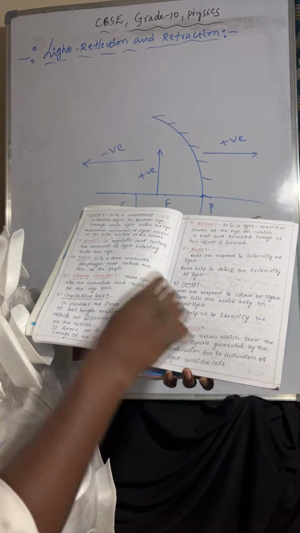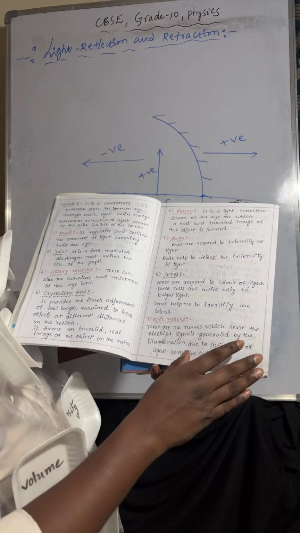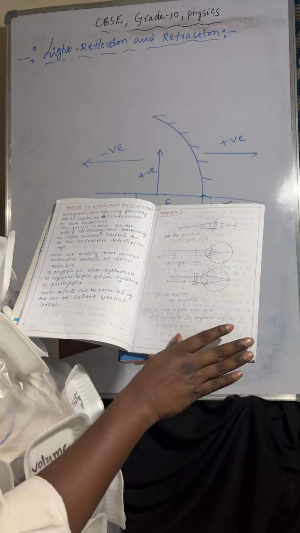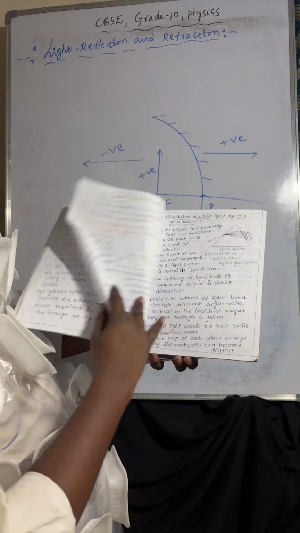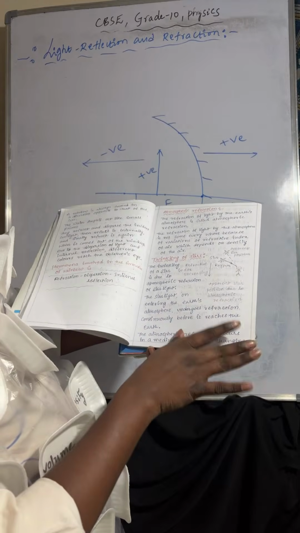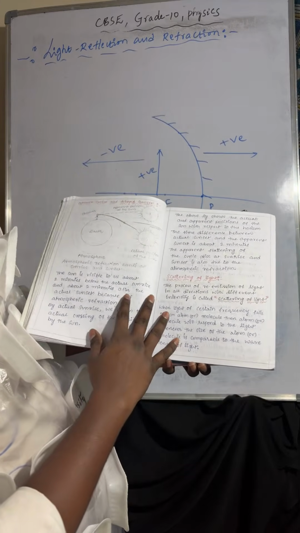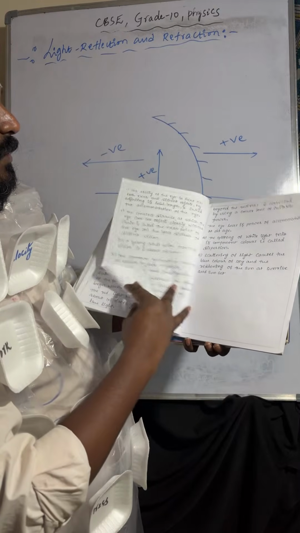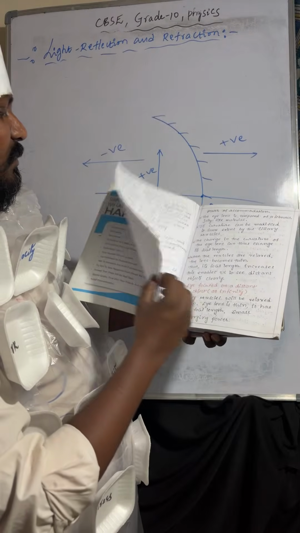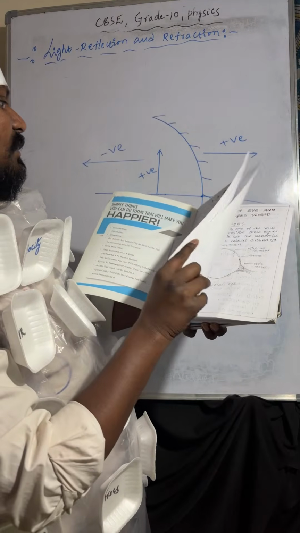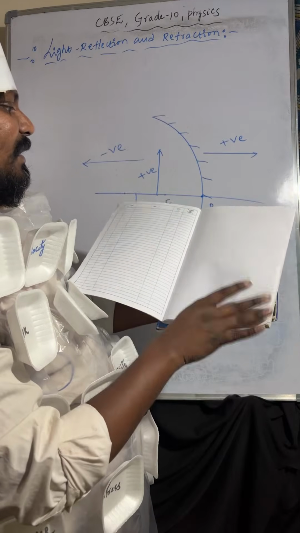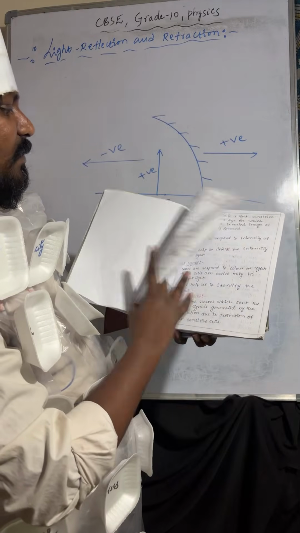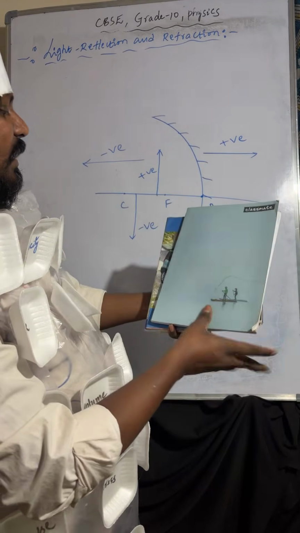Everything is clearly written, with all the diagrams. This is written by me only, with all the points and all the topics. Check once here. Until here, completely electricity. The human eye diagram, everything is in this one. And the next one.